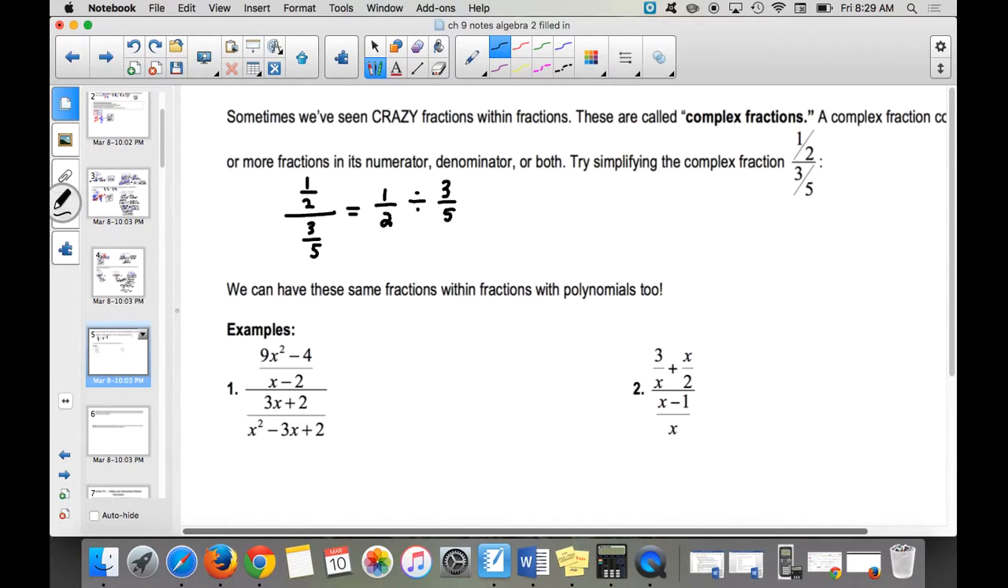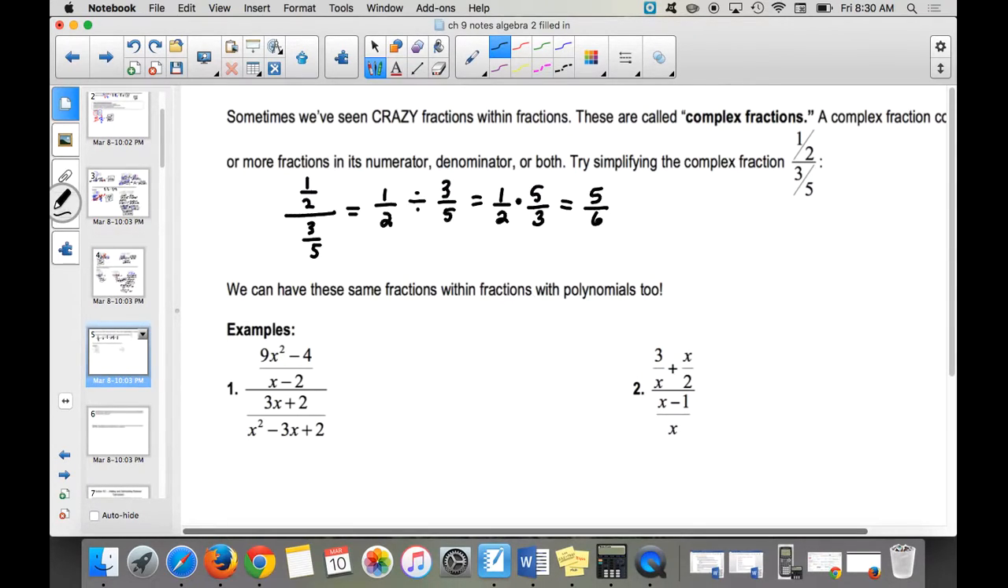So we know how to do that. We just did that yesterday, right? So if I'm dividing by 3/5, what am I really doing? Multiplying by 5/3, right? So we're going to change it. So we're going to say, okay, well, I have 1/2, and I'm multiplying by 5 over 3. So when I get that, I get 5 over 6.